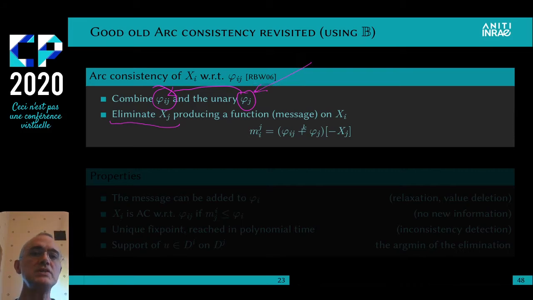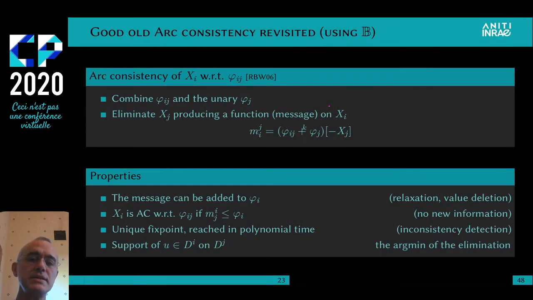It produces a new function, which is usually called a message on the stochastic graphical model side. And this message is a function of xi. And because it was produced by elimination, it's actually a relaxation of the original function, so it's implied by it in the logical sense. And because it's implied, this message we can add it to the domain of the variable xi.